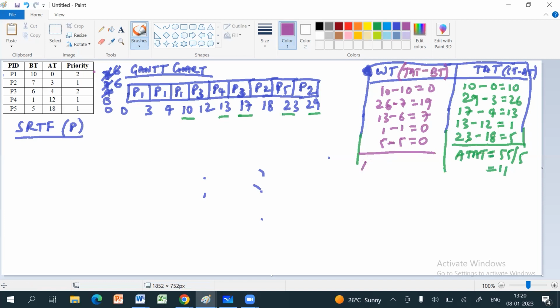So the average wait time will again be the sum of all the wait times divided by the total number of processes. That would be 26 by 5, which is equal to 5.2. Okay. All right then. Let's get to round robin next.